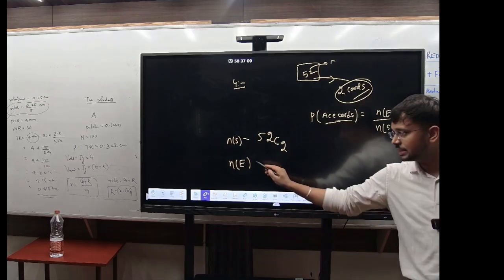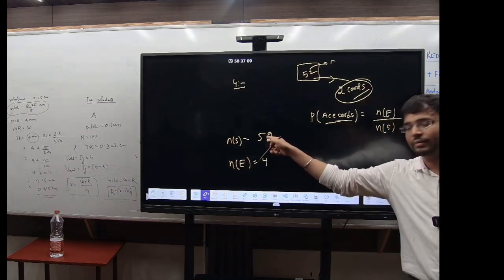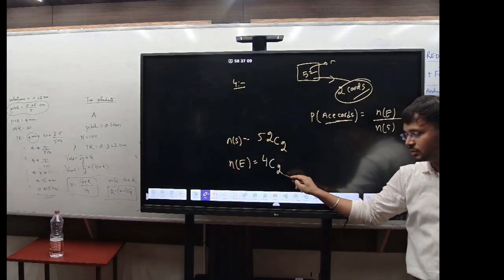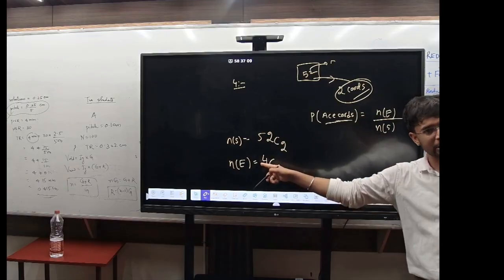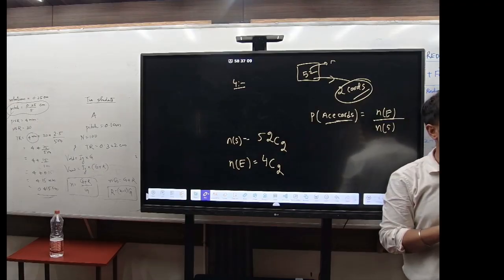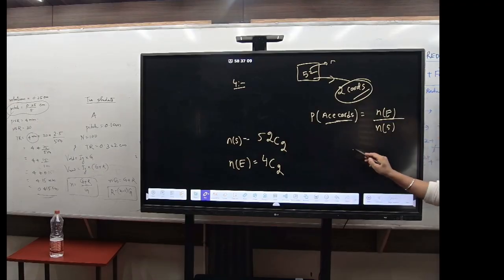So what is the favorable case? How many ace cards are available there? So 4. Out of these 4, how many do I need to select? 2. So the favorable case will be 4C2. Sample space will be 52C2. Is that understood? So what will be the probability? 4C2 divided by 52C2.